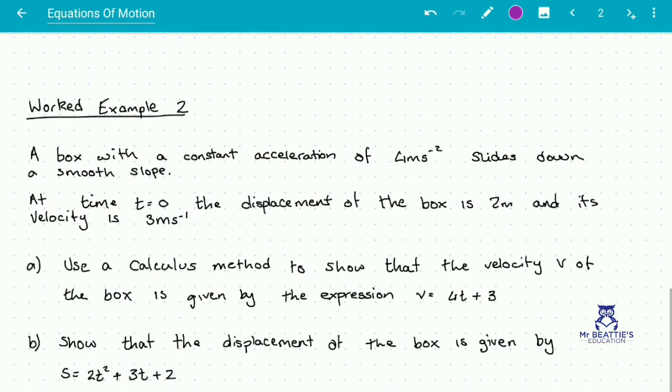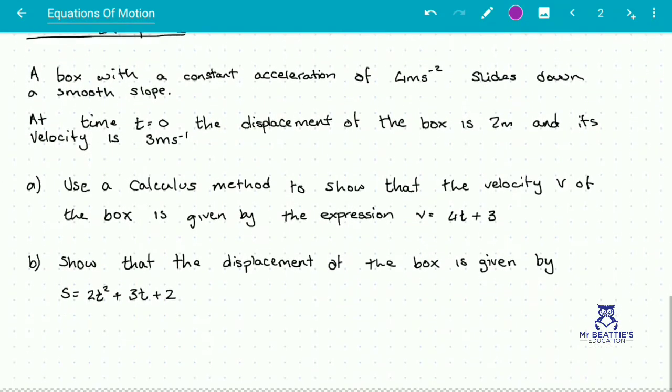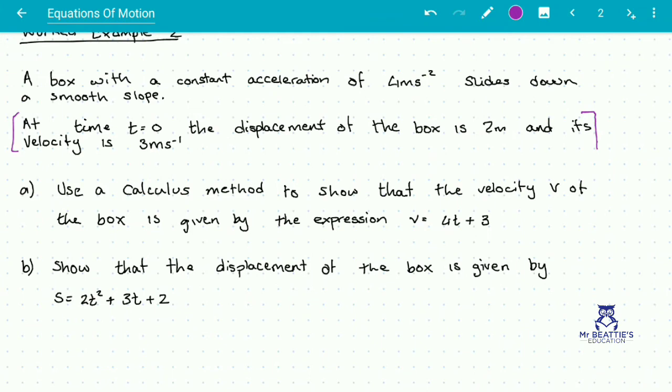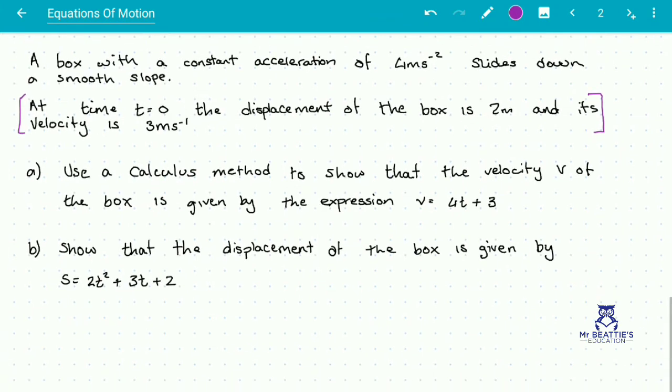Time for a second worked example. So if we have a box with a constant acceleration of 4 meters per second squared and it's sliding down a smooth slope, at time equals 0, the displacement of the box is 2 meters and its velocity is 3 meters per second. That right there is really important because that line is our initial conditions, which are going to be really important for solving these.